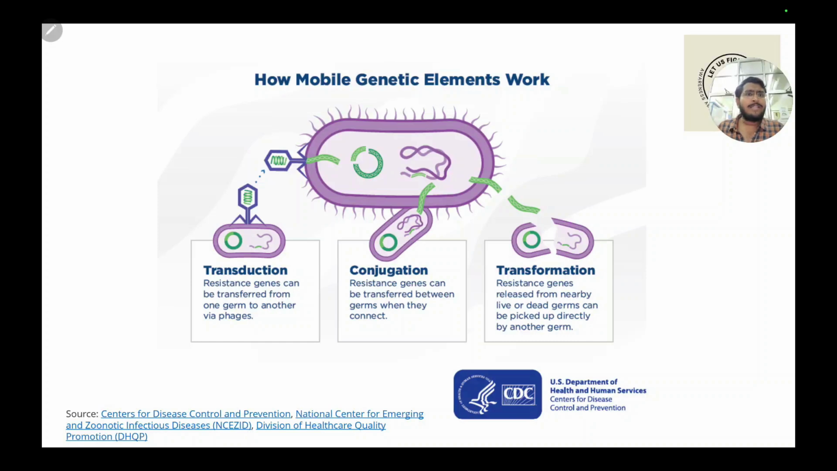So these cells can have multiple copies which they can share with each other by this process of conjugation, where they conjugate. The live cells come close in contact, they have a bridge formed between them, and they are exchanging the genetic material. So that's conjugation.